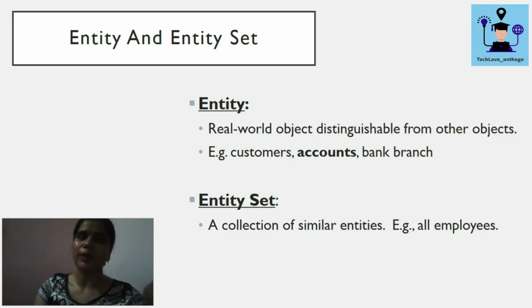So whenever we are talking about the student entity set, that means we have a collection of different students, and everyone has some common properties. Like every person who is a student is studying in some college or in some class. Whenever we are talking about the customer entity set, it is the collection of different customer entities.